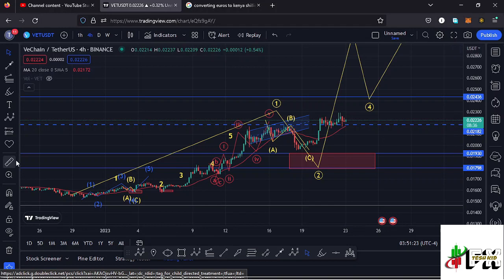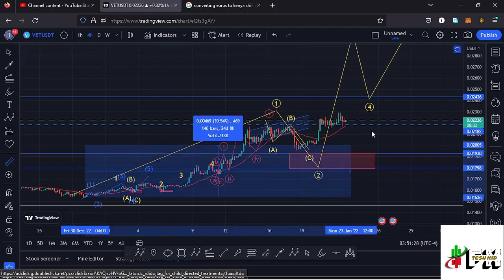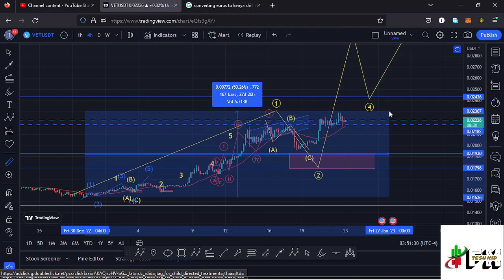And by first giving you a measure from this lower low that we made over here to the higher high, you can see that Vechain is up by 50.05%, which is a very nice bounce to the upside.